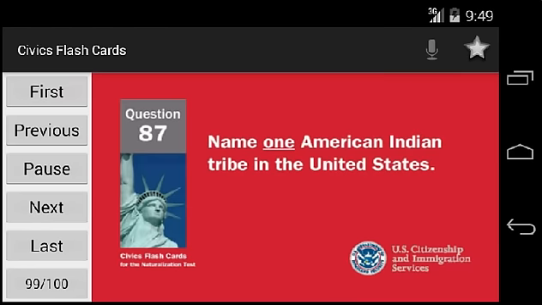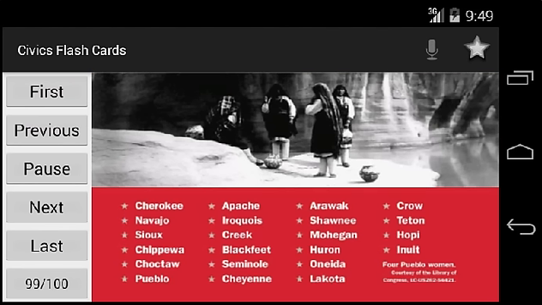Name one American Indian tribe in the United States. Cherokee. Navajo. Sioux. Chippewa. Choctaw. Pueblo. Apache. Iroquois. Creek. Blackfeet. Seminole. Cheyenne. Arawak.